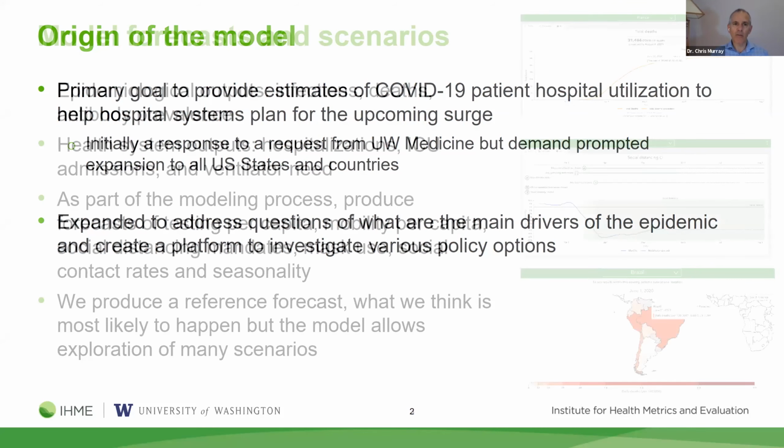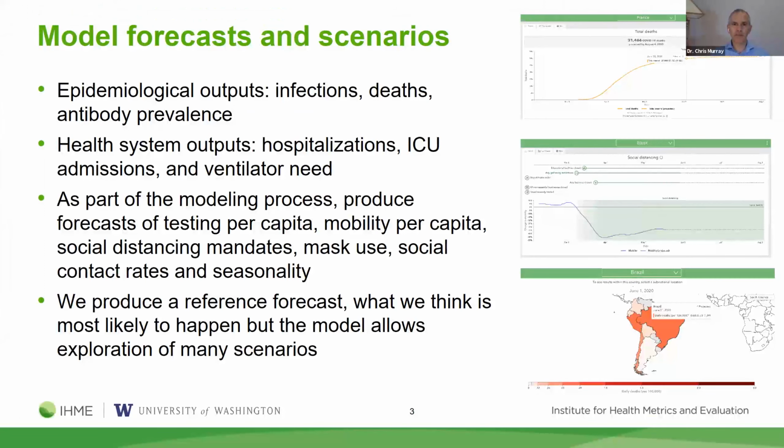So right now, we produce many different outputs from the model. We produce estimates of true infections, not cases detected, but actual infections, and deaths. We also produce estimates of antibody prevalence. We produce estimates of hospitalizations, ICU admissions, and ventilator need.